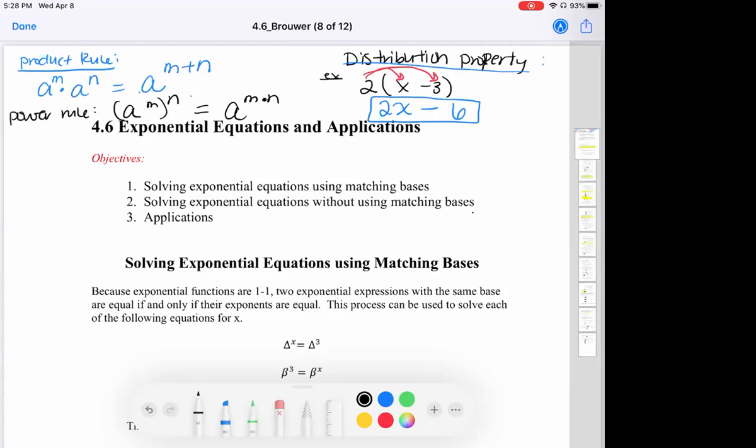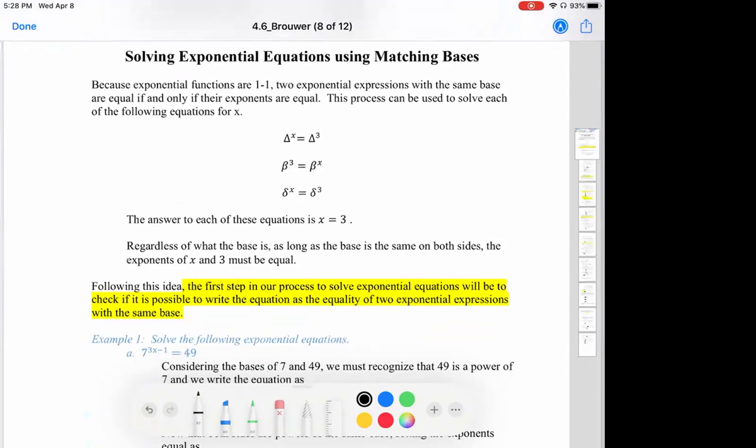Our objectives are, 1, solving exponential equations using matching bases. 2, solving exponential equations without using matching bases. And 3, applications. Now for applications, we're going to skip exponential decay. So when I get there, in case I get carried away, we should be skipping that, so you can stop me. All right, so this is how we want to think of these equations. They're pretty fun. They can get really challenging, but they really put all of our knowledge of algebra to the test. So let's continue with solving exponential equations using matching bases.